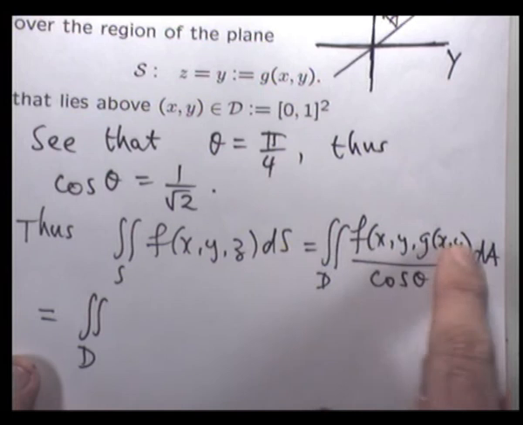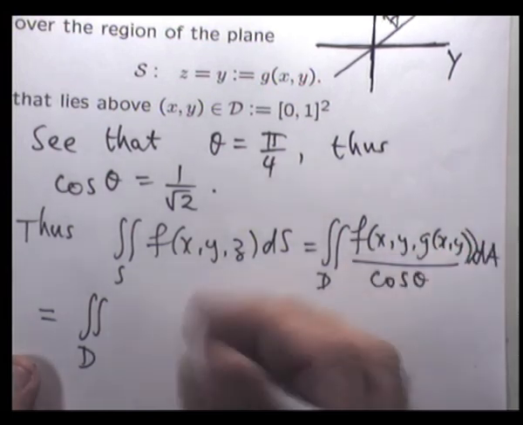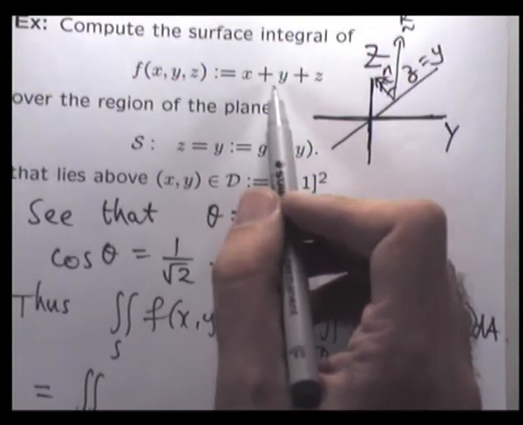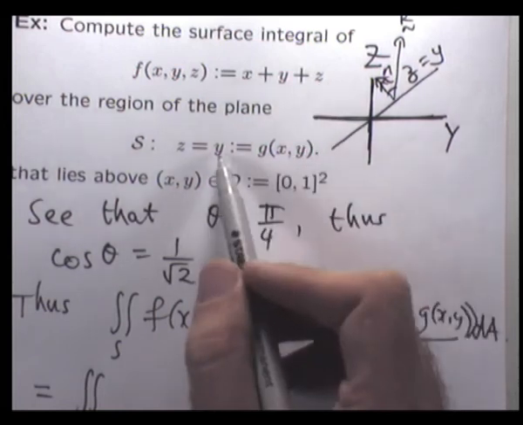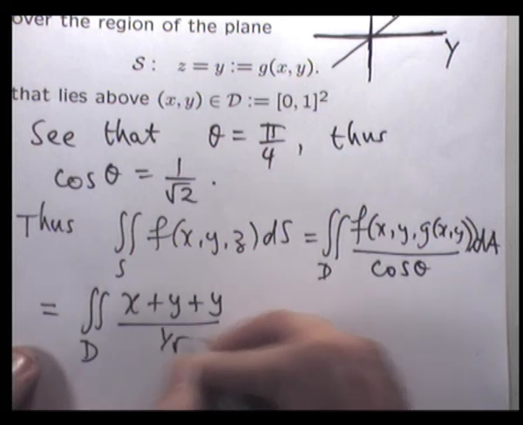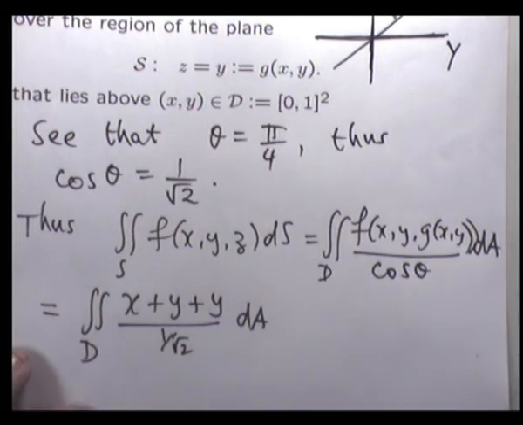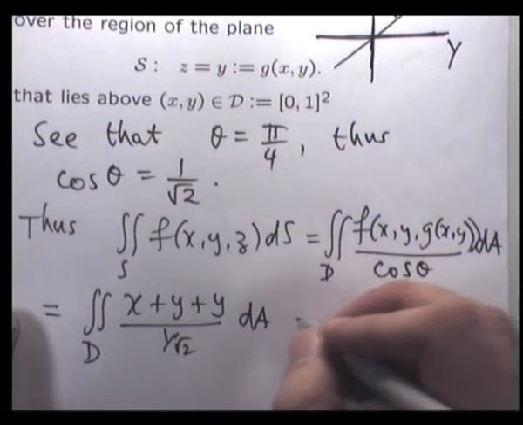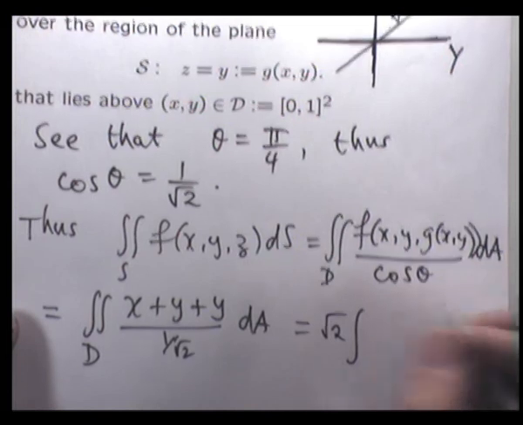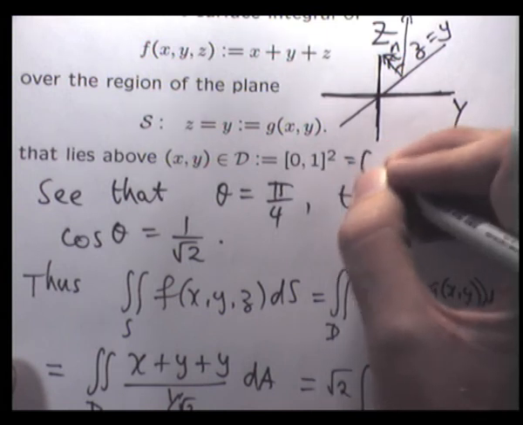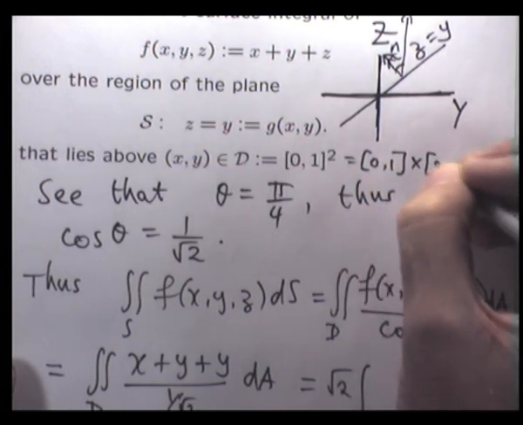All right, so f at x, y, g is going to be x plus y, because the y comes from there. So essentially we're integrating the following. Now, you can see up here, this is our parameter domain. By this notation, of course, I mean 0, 1 crossed with itself.